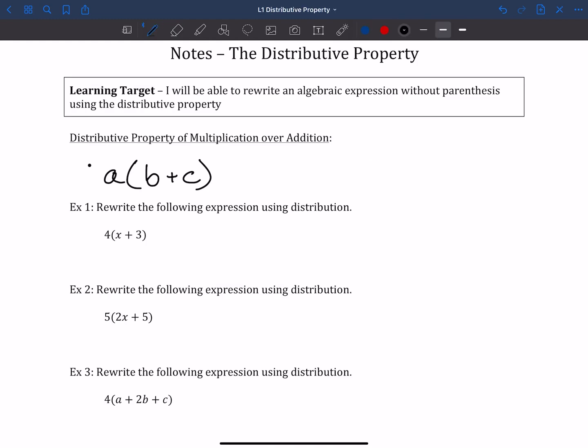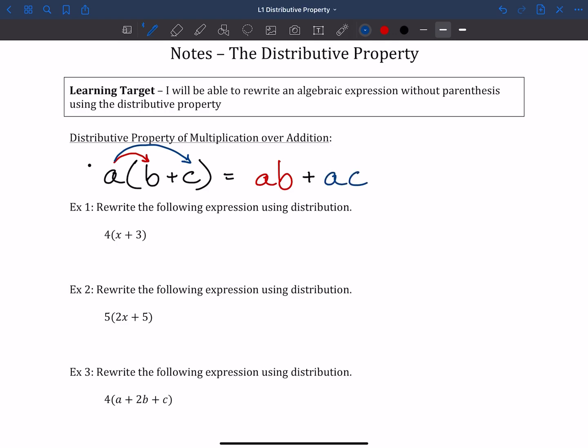So when we have a problem that looks like that, when we're distributing, we do A times B. So when I'm getting my answer for this problem, that's going to be whatever A times B is. And then we have to do the same thing. We distribute it out to everything in the parentheses, so that A also has to multiply C. When we get that chunk, it's going to be whatever A times C is.